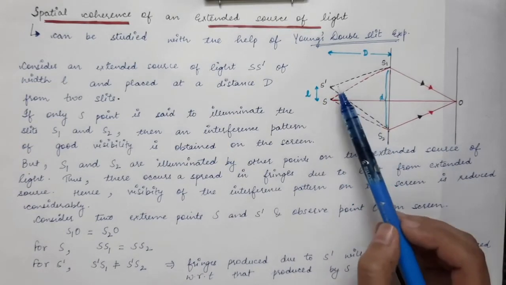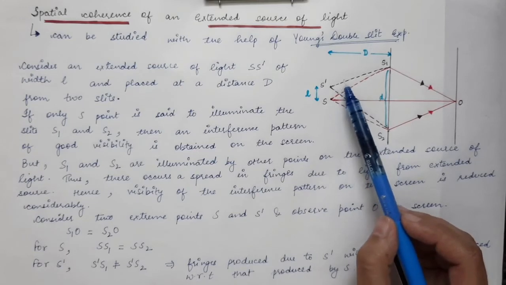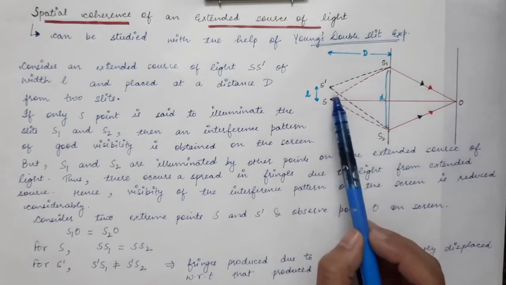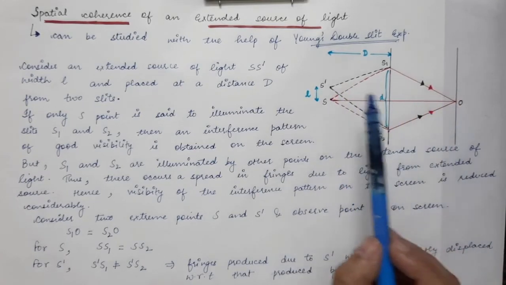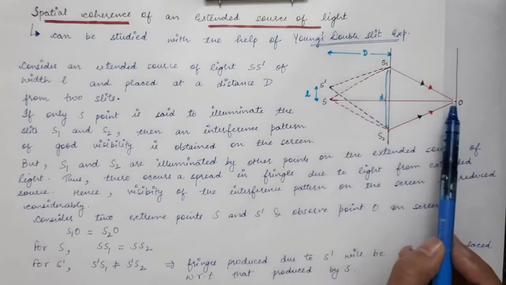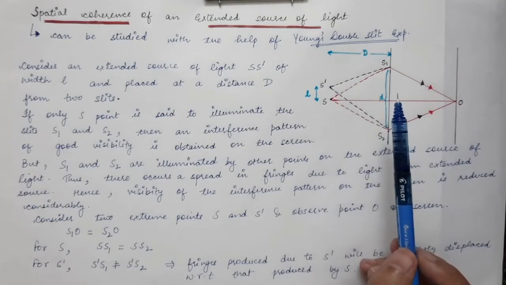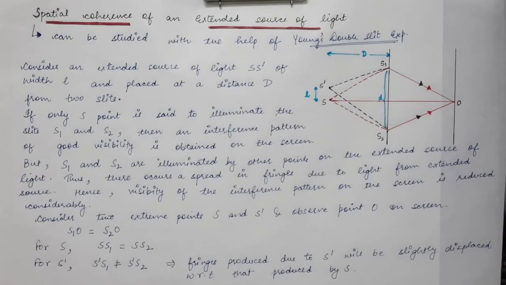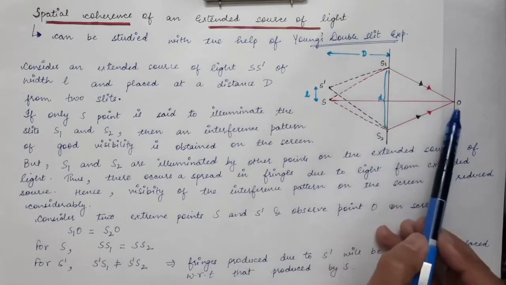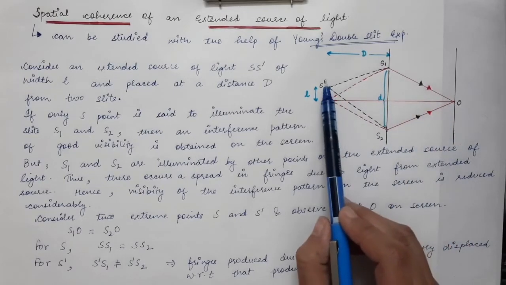So obviously there will be a certain path difference between the first light ray and the second light ray which are coming from the S prime point source and reaching point O on the screen. So there is a certain path difference between the light rays reaching the O point from the point source S prime.